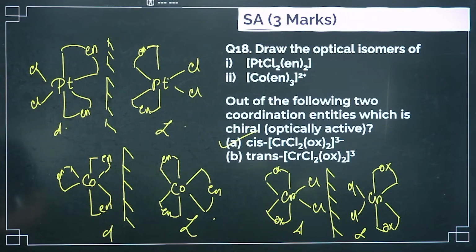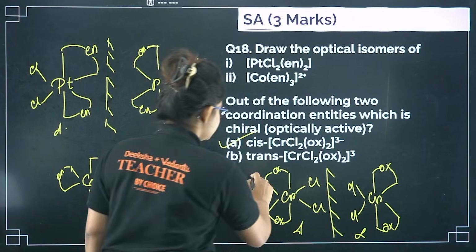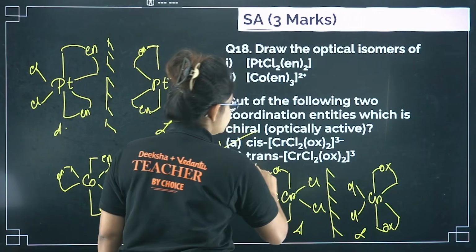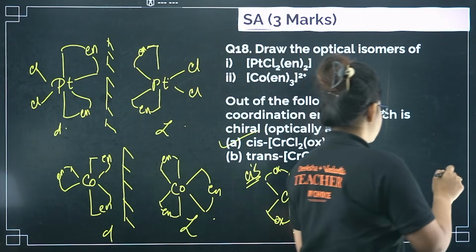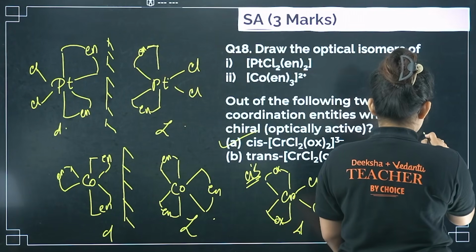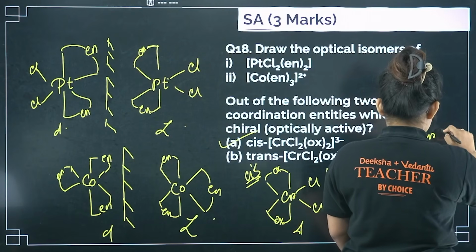Okay, so for your reference, this is your cis isomer. In case you want to draw the trans, you will see a plane of symmetry pass through it. Let me just show you once.